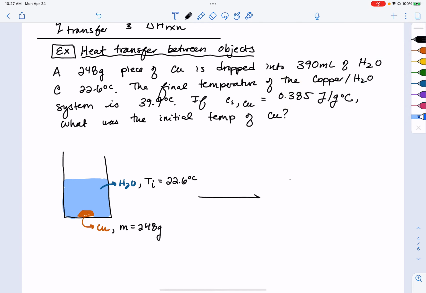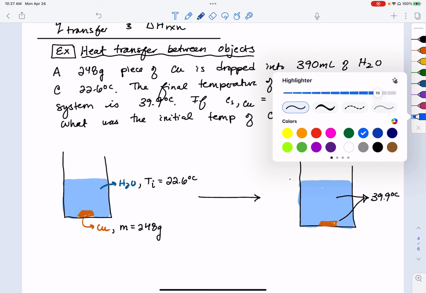Okay, we know that some heat transfer happens such that by the time our heat transfer has completely finished, meaning some thermal equilibrium has been established between our copper and our water, meaning there's no longer a temperature difference between these two materials, the final temperature of the copper water system is 39.9 degrees Celsius.